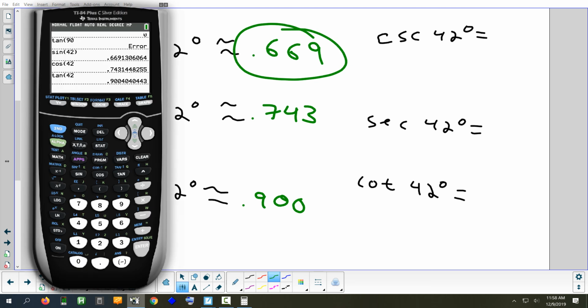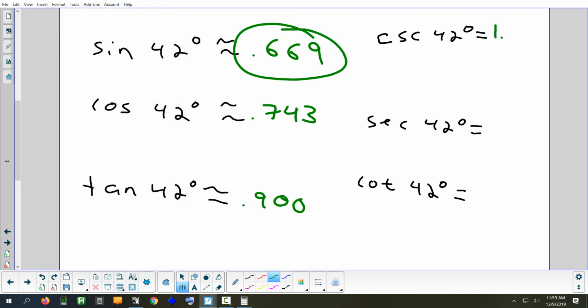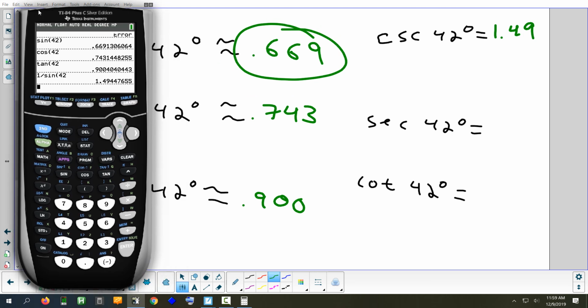So you can type 1 divided by. If you want a more accurate answer, you can just do 1 over the sine of 42. 1.49. I'm going to start doing 2 decimal places because that's what it said. How would I type in secant of 42? Yeah. 1 over 0.743. Yep. Or 1 over the cosine of 42, which is 1.35.